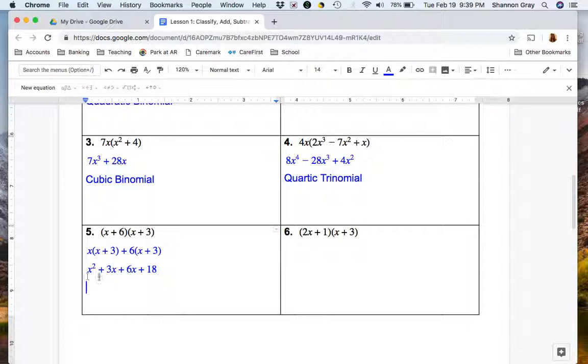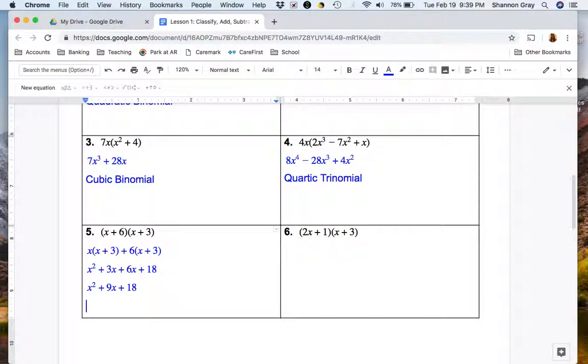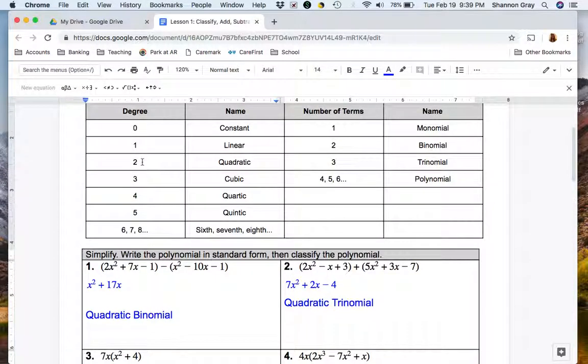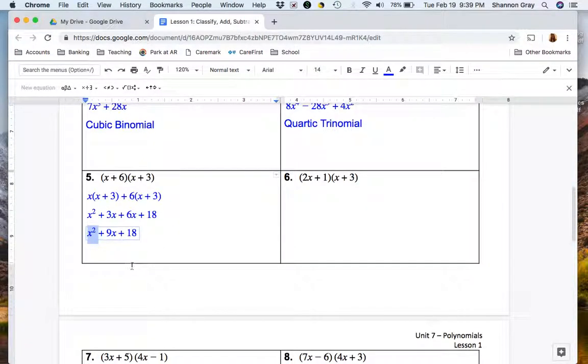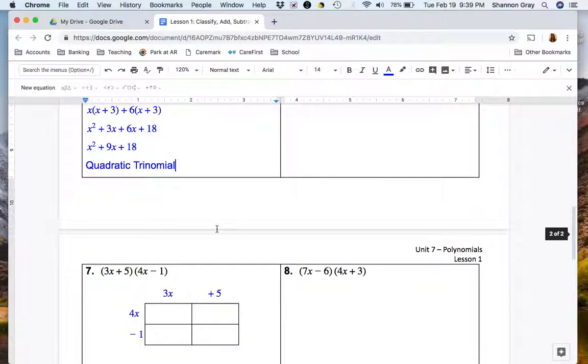All right, now we're not quite finished yet, because I see these 2 middle terms are like terms, so I need to combine them. So I have x squared plus 9x plus 18. Now all of my like terms are simplified and combined. It's in standard form. I can go ahead and classify this. So I see that the largest exponent is 2. So that means that it's quadratic, and there's 3 terms, so that makes it a trinomial. So quadratic trinomial. All right.